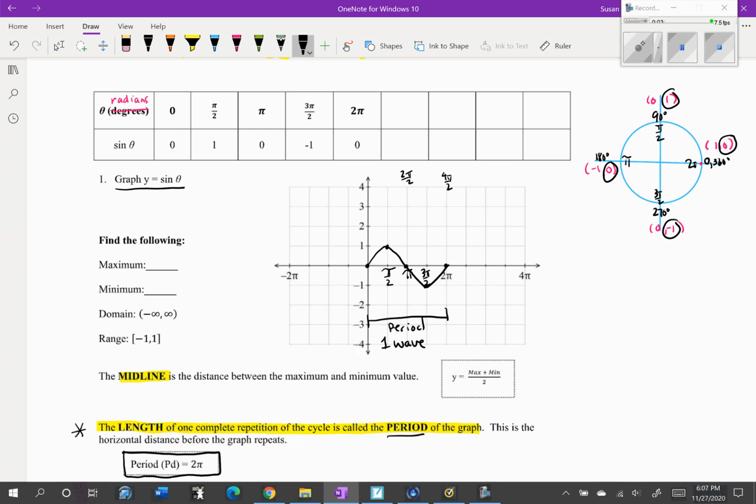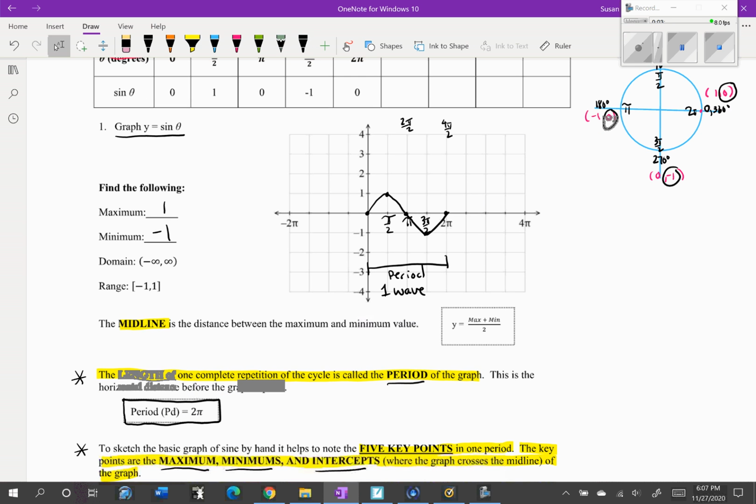Notice that the maximum is 1 and the minimum is negative 1. So that means our range is negative 1 to 1. Your domain for these graphs is all real numbers because you can go an infinite many times around your circle. We also use our minimums and maximums to help us find the midline of our graph. The midline is the average of the maximum and the minimum value. In this case, y would be equal to 1 plus negative 1, divided by 2, which is 0 over 2, and 0 in the numerator is okay. So y equals 0 for our midline.